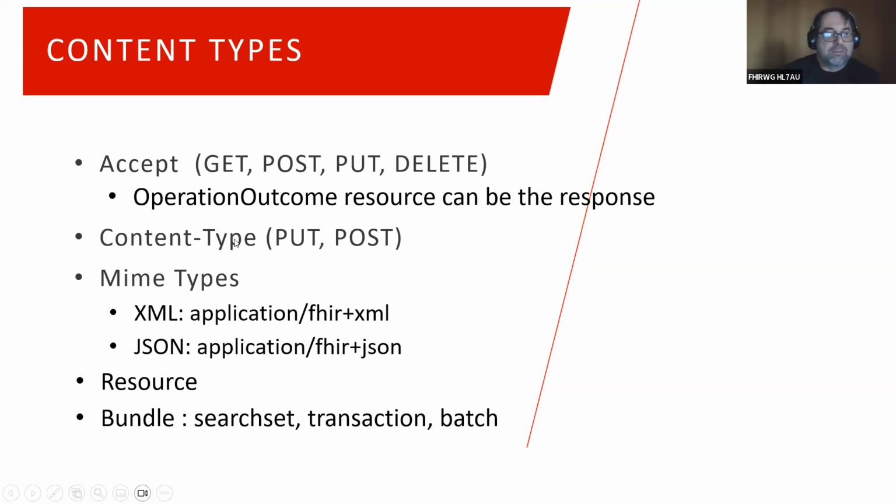Along the same lines, when we're posting or putting data up to a server, we have to specify the content that we're supplying. So we'll say we're posting an XML version of something or a JSON version in FHIR format. We have to identify what we're posting, and these are the specific MIME types to use for FHIR.